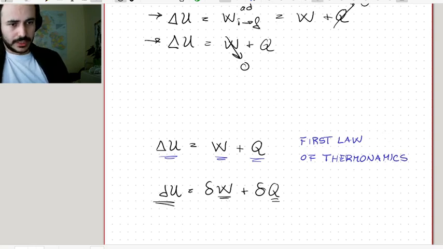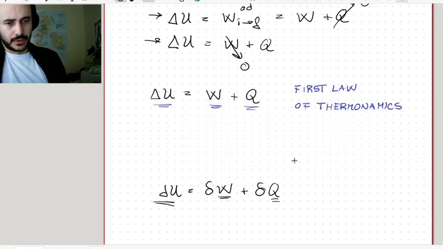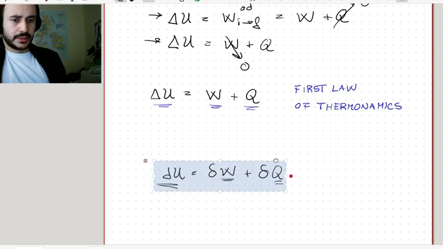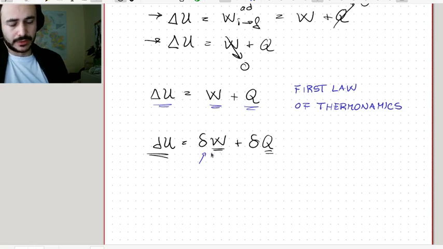Sorry, I'm missing an S here, okay? So this is, if you like, the integral form of the first law of thermodynamics. You can also write it in a differential form like this. And what I wanted to highlight from this is that the work we saw before is not a state variable, it is a process variable. This is why we write infinitesimal amounts of work with this delta symbol, because it is an imperfect differential. The same thing happens with heat, okay?